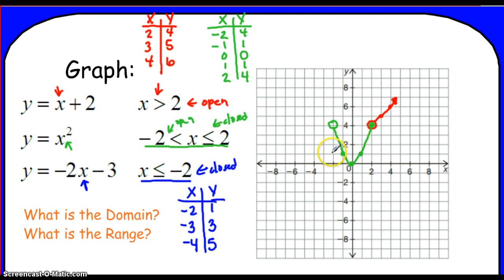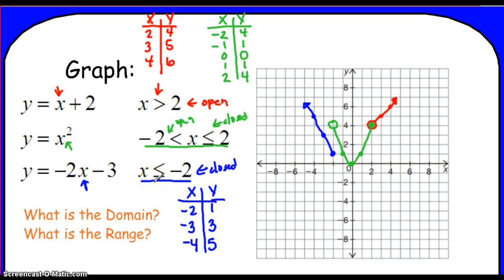So now, this is a closed circle at -2, 1. Notice there's one point at -2, but they don't happen to touch this time. Then I have another point at -3, 3, and I have another point at -4, 5. And so for this third piece, my graph is going to continue to grow this way. And so I put an arrow on that because it says it's less than.